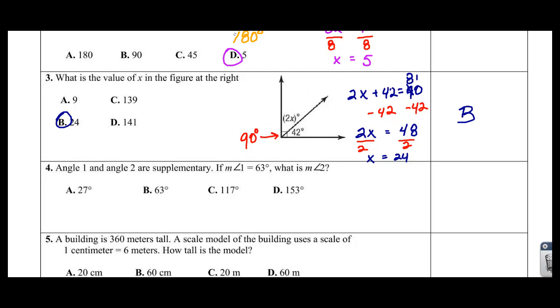And you could double check and see if that's true by going back to the problem and saying, all right, if I take 2 times 24, what do I get? I get 48. If I add 48 and 42, I now have a total of the 90 that I'm supposed to have.